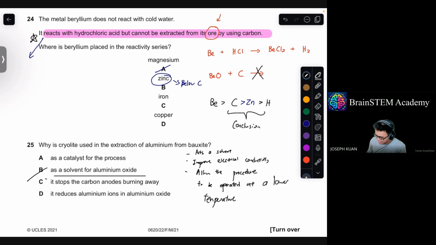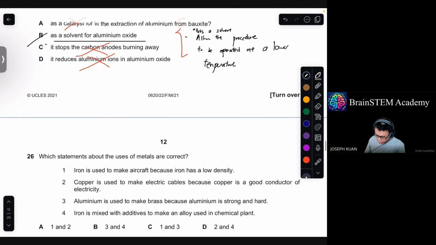No, it does not act as a catalyst. It does not stop the carbon anodes from burning away. And it does not reduce aluminium ions. The only purposes of cryolite are these three. Moving on to 26.